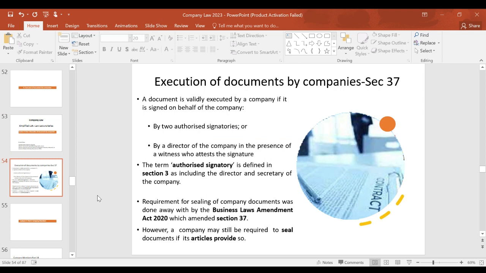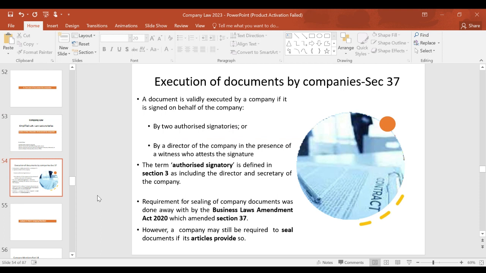So any document which is purported to be from that particular company must have been executed by either the secretary or the directors of that company. And of course, there is a requirement that the authorization must be done by two authorized signatories. So we can have a secretary and a director authorizing a particular act, or at some point we can have only one director and a witness who must also attest to whatever the director is signing.